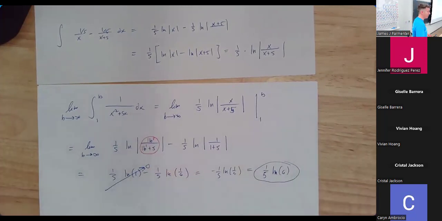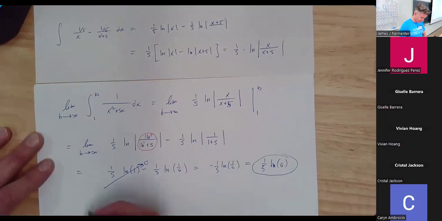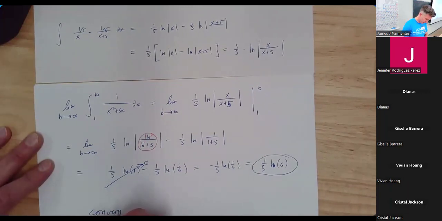Not that we really care. We don't need to be positive to be convergent. You can be negative and still be convergent. So this integral is convergent. It converges to 1 fifth natural log of 6.